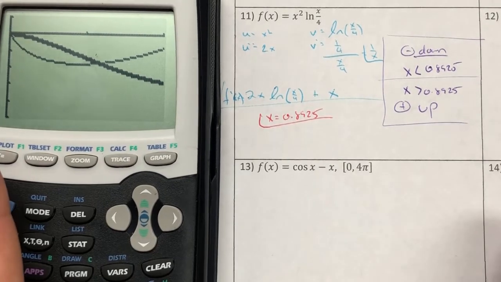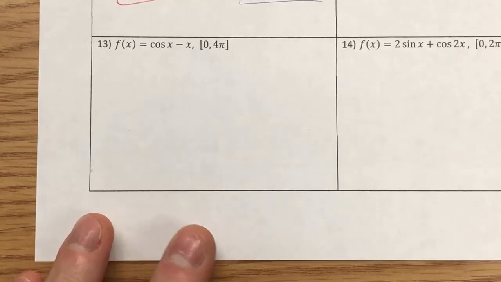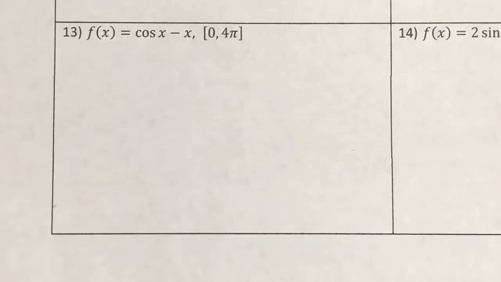So now that we've seen that in action a few times, why don't you go ahead and try out number 13. Pause the video, unpause it when you're done, and see how well you can compare. You can either try and find the second derivative by hand, or you can try and bypass it by using that min-max trick.